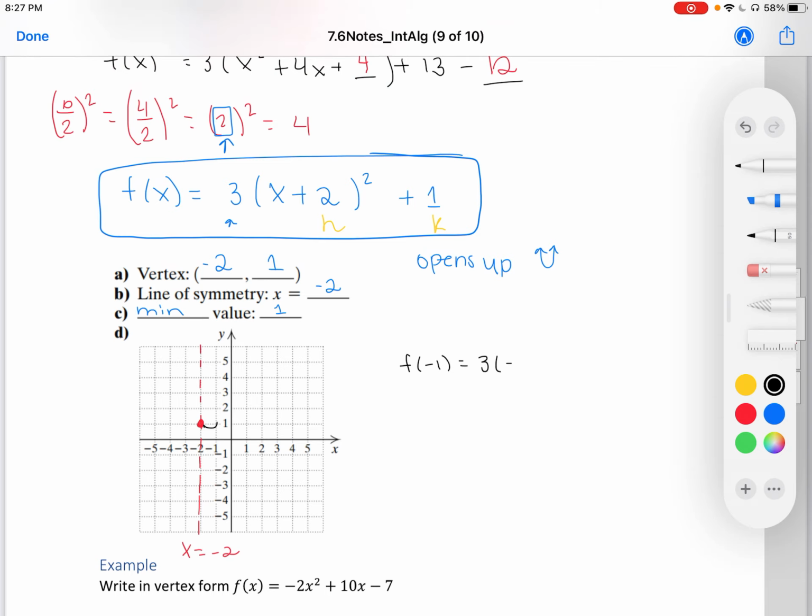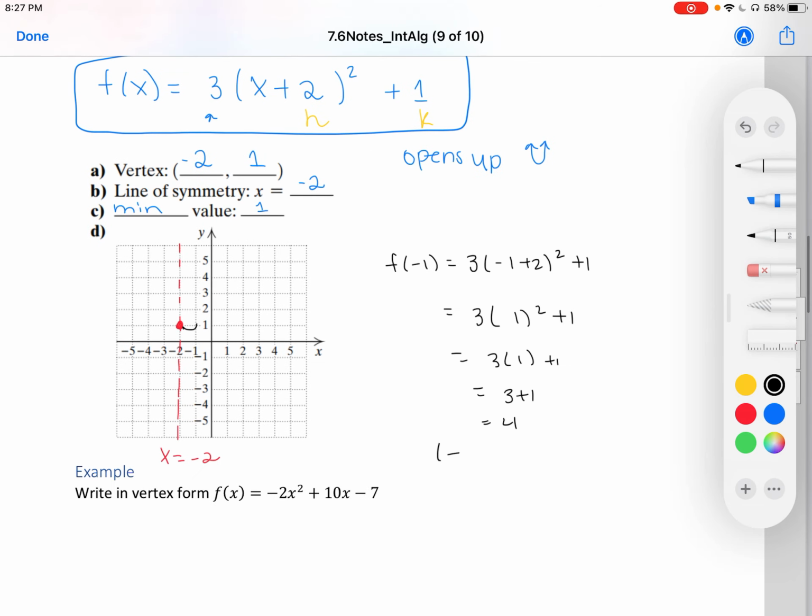So that we have 3 times -1 plus 2 squared plus 1. We get 3 times 1 squared plus 1. 3 times 1 plus 1, we get 4. So at the value -1, I get 4. -1, up 4. Now that's 1 away from the vertex, so 1 away from the vertex, I have that matching y value. All right, let's go ahead and connect our points to create that U-shaped figure. And there we have our parabola.